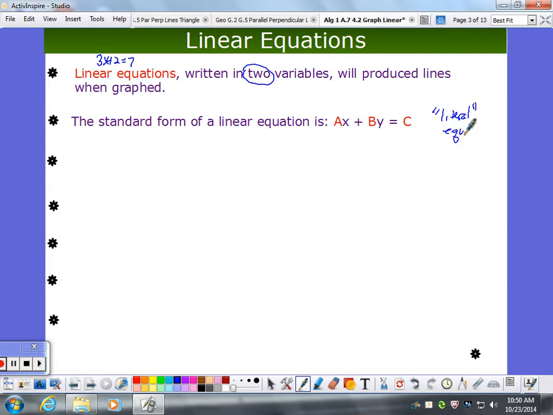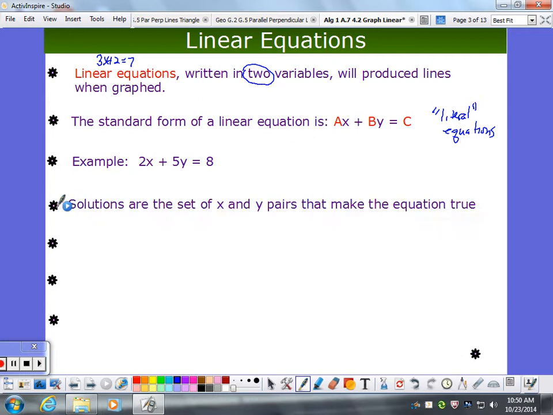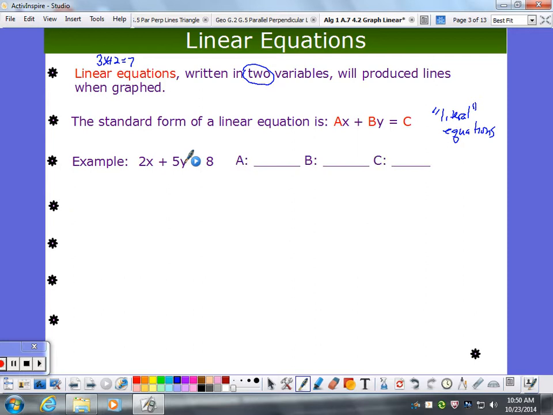And that just means that it's like a format. These are little placeholders for a format. So I can have an example of a linear equation in standard form: 2x plus 5y equals 8. Does it match this format? Yes. And if so, what's the A, what's the B, and what's the C? The A is 2, the B is 5, and the C is 8. Does that make sense?